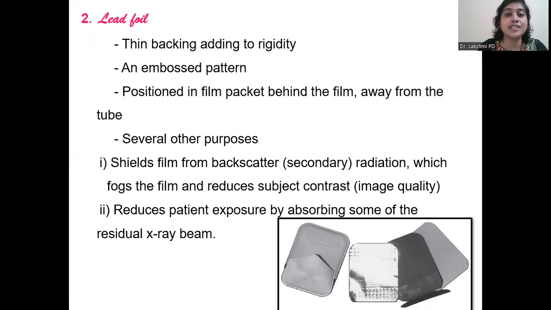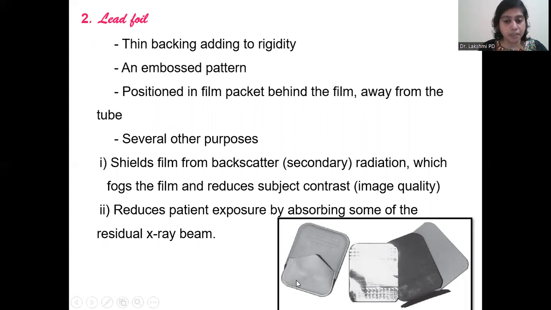Why? Because this secondary radiation can create fogging of the X-ray image, and it can reduce the subject contrast, thus reducing the quality of your radiographic image. Also, up to a certain extent, it can absorb some amount of residual X-ray beam that exits from the patient. So it provides some amount of patient protection from unwanted residual X-ray beam also.